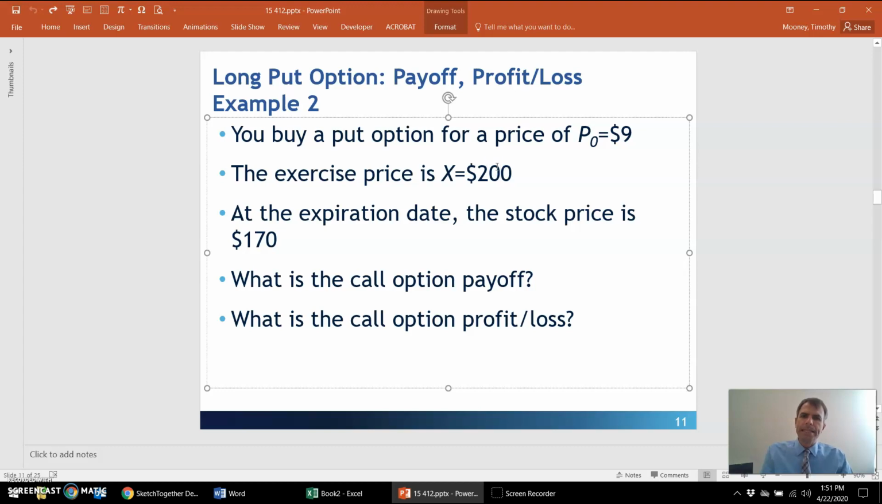Put options are in the money when the strike price is greater than the stock price. So the payoff is $30, and then the profit and loss in this option investment would be 30, the payoff, minus the price we paid for the option, 9. $21 would be the profit and loss in this case.